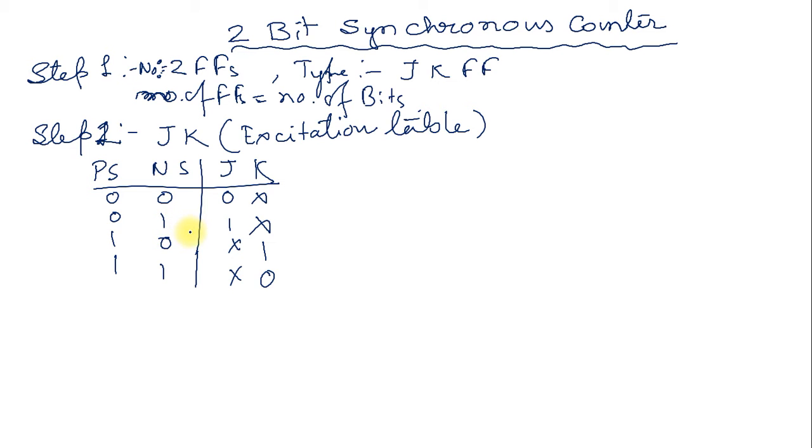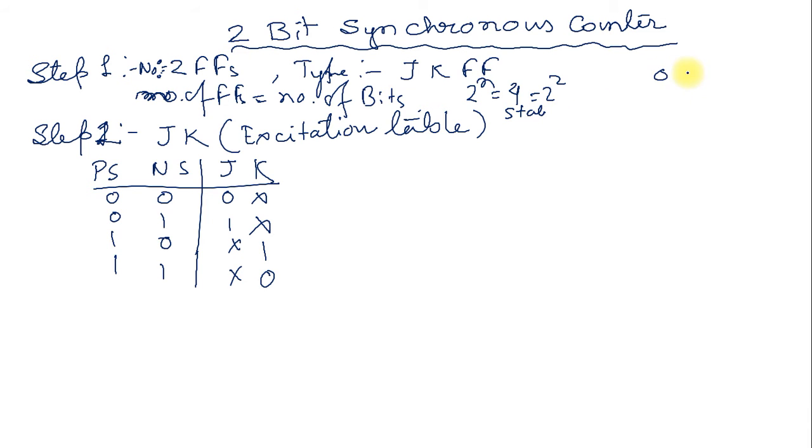Next, the third step is the state diagram. For the state diagram, we need to draw it. How many states the synchronous counter can count is essential for drawing the state diagram. Here there are 2 bits, so 2 to the power n, that is 2 to the power 2, so 4 states are possible to count. So 4 states are there.